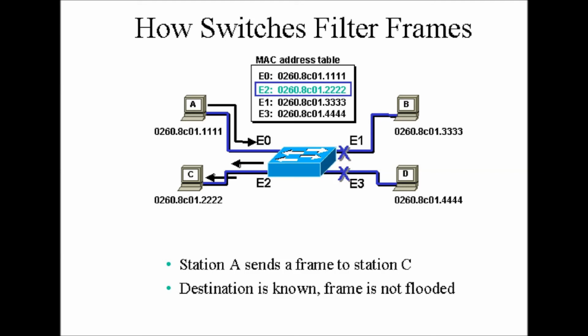Second point, the destination is known, so the frame is not flooded. Flooding is a problem in our network. To control the problem of flooding, switch as well as bridge maintain a MAC address table, and on the basis of this table, the frame is transmitted to its intended destination. This is also called unicasting instead of flooding or multicasting.